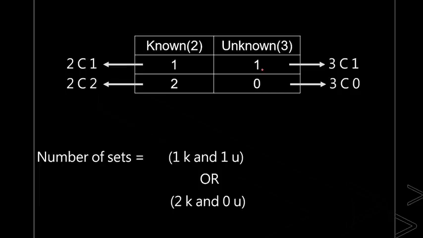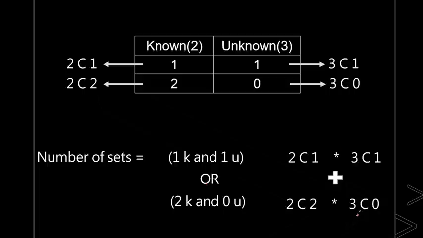Okay, so now one known and one unknown. How can we write it? We can write it as 2C1 and 3C1. It is connected with AND operator, so multiply. Similarly, next case 2C2 and 3C0 connected with AND operator, so multiply. In between we have the OR operator. What should we do when we see the OR operator? Add the values. Is it clear? Okay. So simplify this equation now.